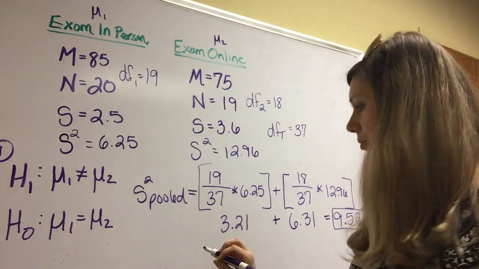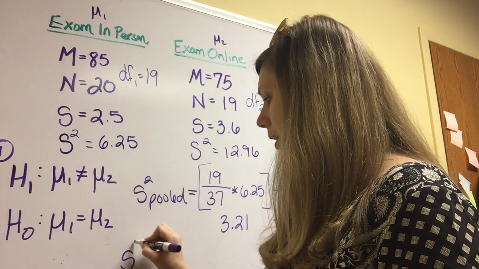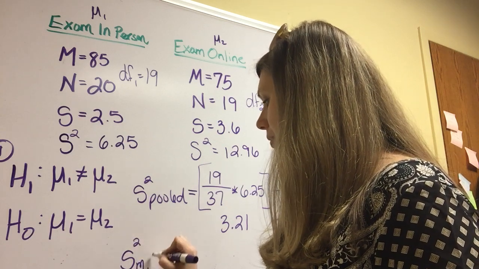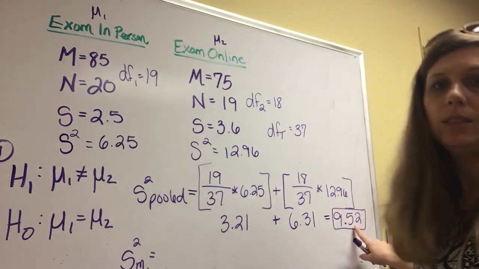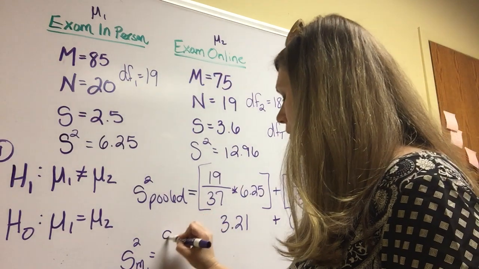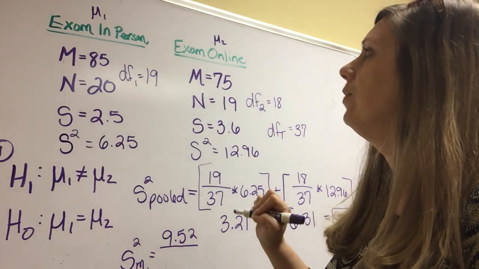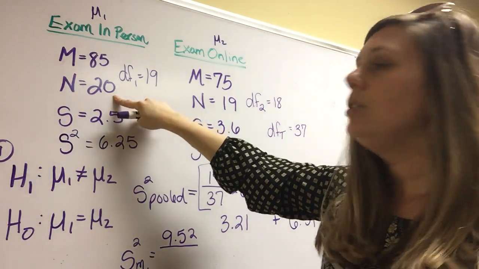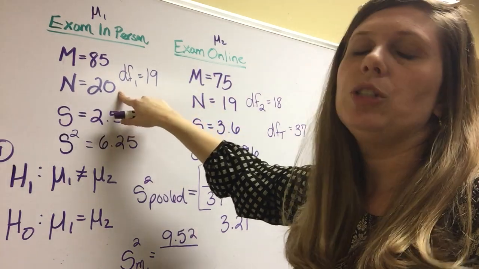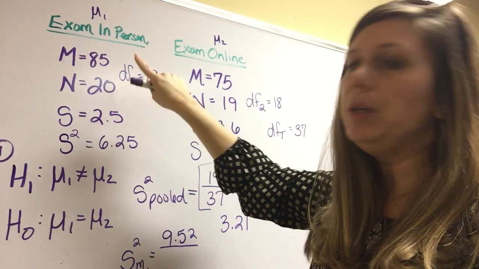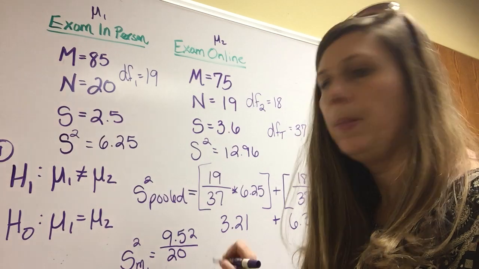After that, you will need your S squared M's, however you want to think about them. Now, these are going to be different for each group here because our n's are not the same. So I need my pooled variance number, which is 9.52, divided by n of my first group. Okay, don't get confused by this. I did use capital N's here. I'm so sorry, it's just a habit. But I am just talking about this group of people. So I would say 9.52 divided by 20 for them.